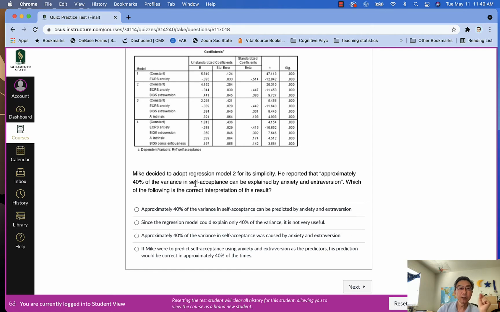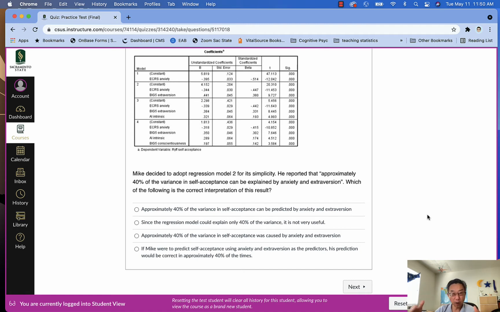Mike decided to adopt regression model number 2 for simplicity. He reported that approximately 40% of the variance in self-acceptance can be explained by anxiety and extroversion. So model number 2 included these two, anxiety and extroversion. Which of the following is the correct interpretation of this result? Now, this question is not about statistics, it's about the interpretation. So when we say 40% of the variance can be predicted by something, what do we mean by that?